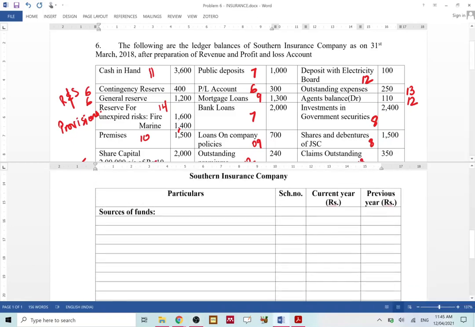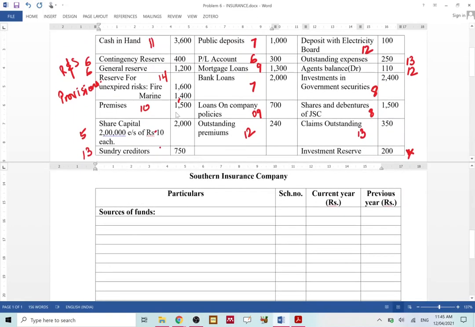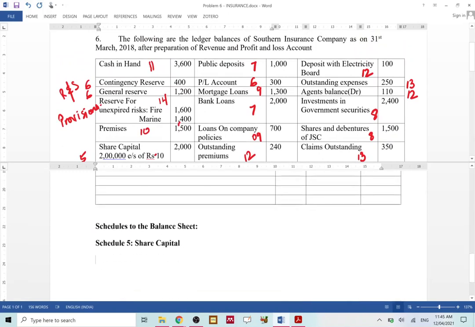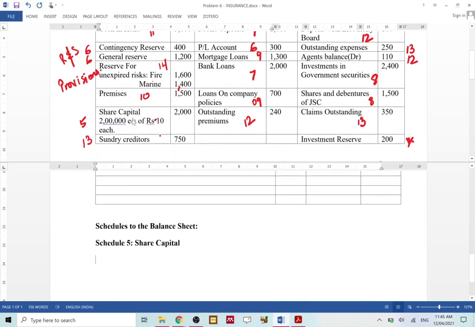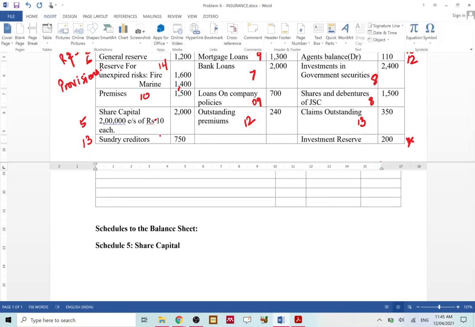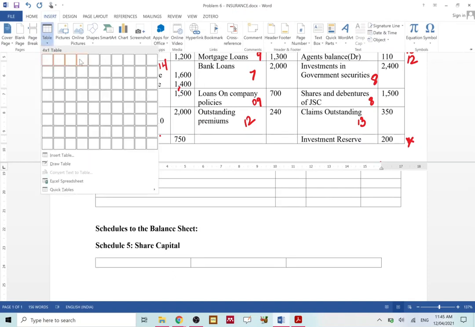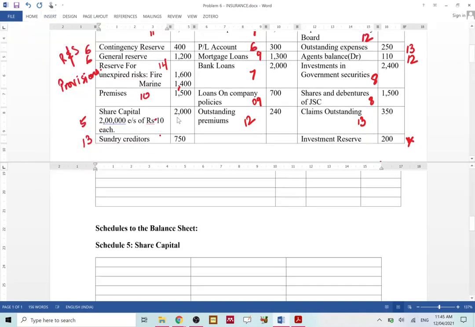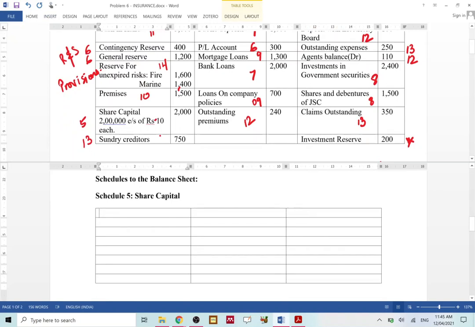So under the balance sheet, the first schedule we are going to see is schedule 5, share capital, if it is provided to you. Okay, so over here somewhere they have given you authorized share capital of 2 lakh equity shares of rupees 10 each. Either what you can do is, I think we'll do it in the form of a table, which would be better, so that we can accordingly maintain the inner column, outer column and everything. Okay, so schedule 5.